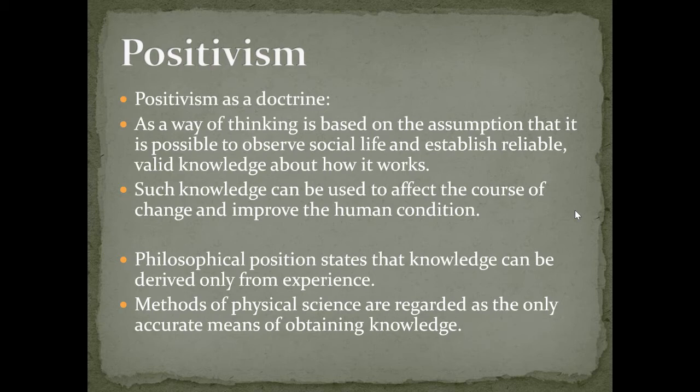Now, the philosophical positions state that knowledge can be derived only from experience. But the methods of physical science, which was flourishing at that particular time, that was the 19th century, are regarded as the only accurate means of obtaining knowledge. जो physical science के methods हैं, वही right means हैं to acquire knowledge, because that knowledge is considered as scientific knowledge. So as a doctrine, it is based on this particular principle.